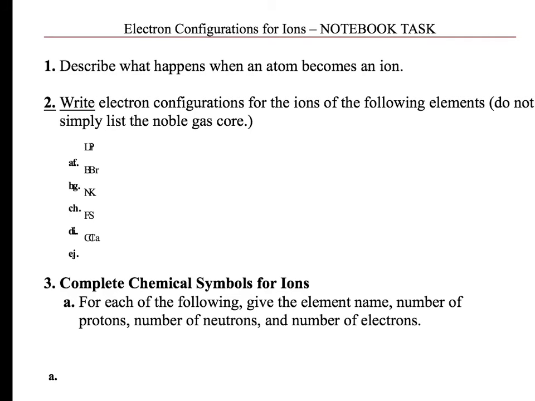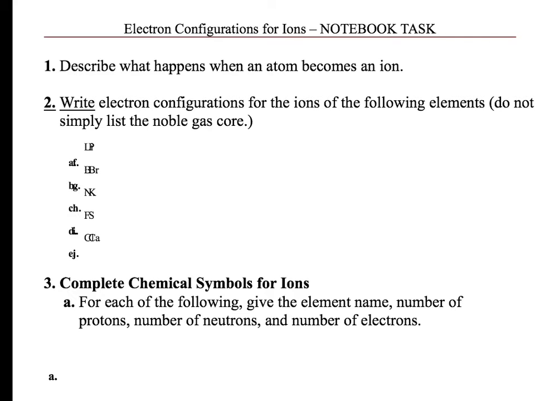All right, with that, we're going to start looking at your notebook task. So the first question on your notebook task asks, describe what happens when an atom becomes an ion. And that's what we just went over. So you need to rewrite in your own words a summary of how an atom becomes an ion, whether a positive ion or a negative ion, and give both examples. So you may want to pause the video to work on that.